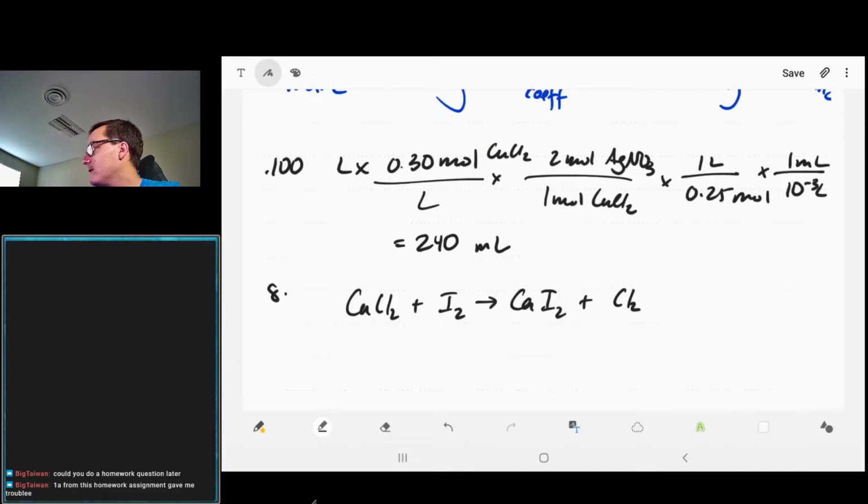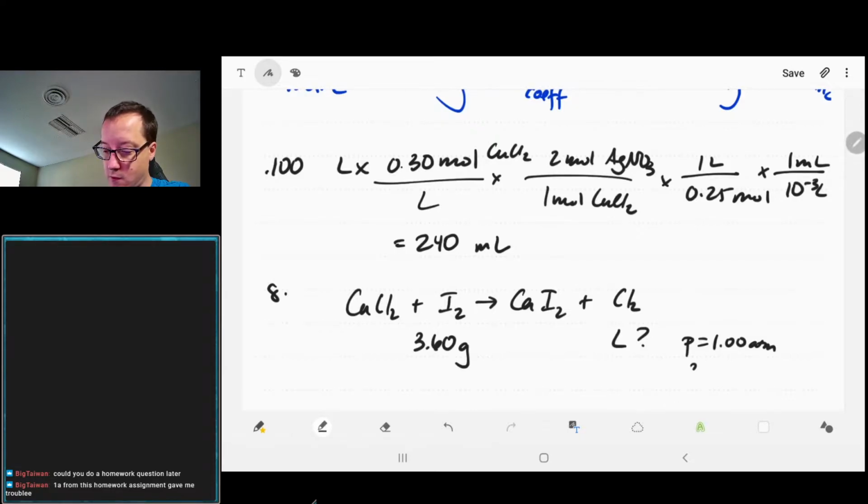Okay. Alrighty, so it looks like we're given 3.6 grams of iodine. And we're asked for liters of the gas that's produced. We have pressure is 1 atmosphere. Okay, cool. Eddie, we'll look at that after. 1A. Okay. Yeah.